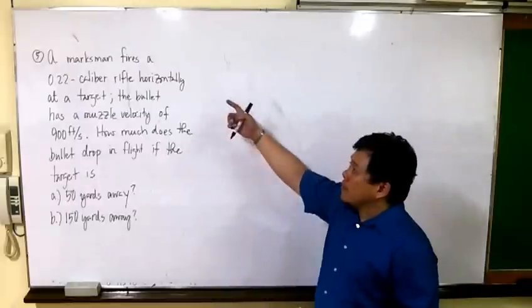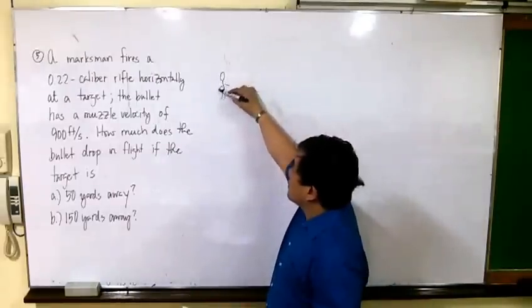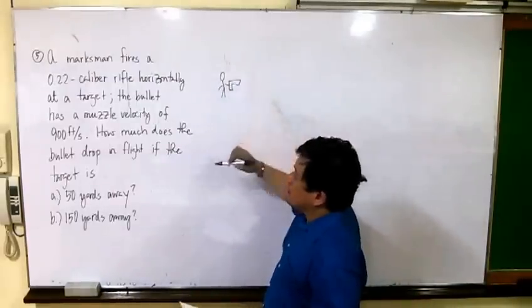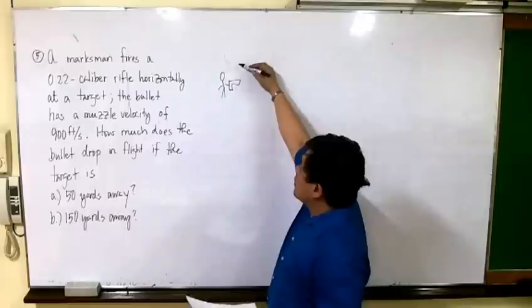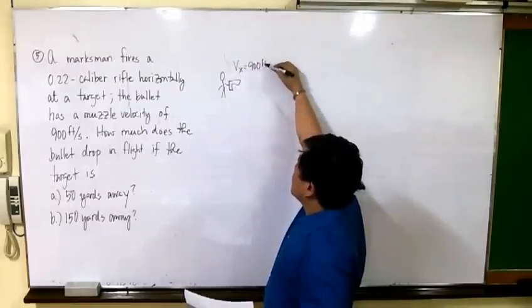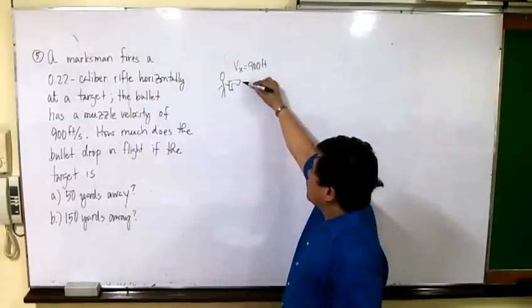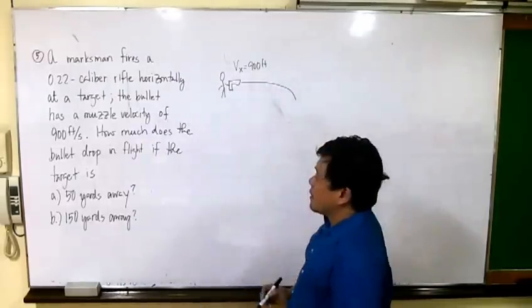Number 5, a marksman fires a .22 caliber rifle horizontally at a target. The bullet has a muzzle velocity of 900 feet per second. This would be V sub x. So the bullet will have to follow projectile motion 1.